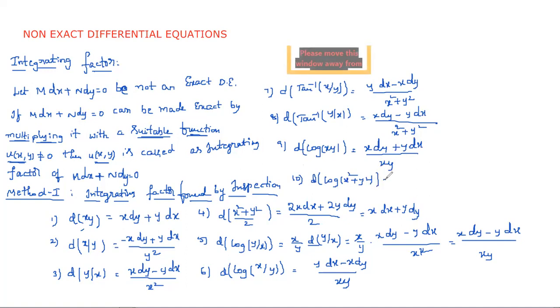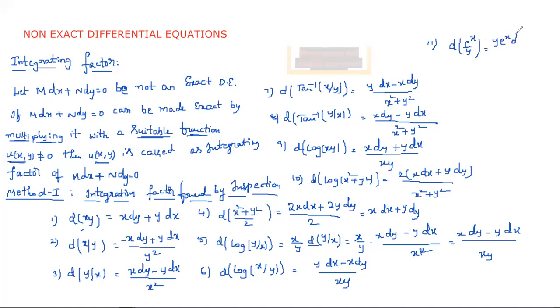Derivative of log(x square plus y square) is equal to 2 into (x dx plus y dy) by (x square plus y square). And next, the 11th one, derivative of e power x by y. It's simply like u by v: y into e power x dx minus e power x into the derivative of y, dy, by y square.